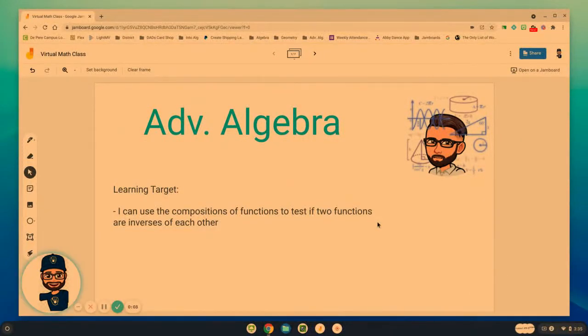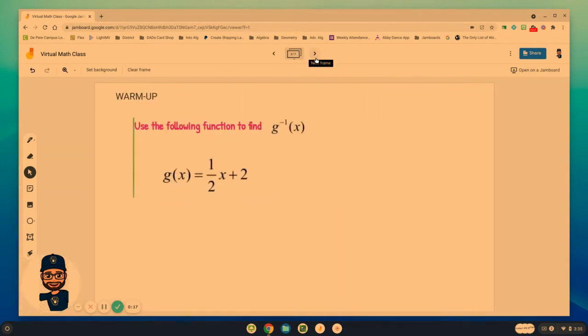Hello advanced algebra students, welcome back to another video lesson as we take a look at trying to test if two functions are inverses of one another. It's kind of the third component to inverses that we will be working with. Before we get there, why don't you try this warm-up question for me, please?